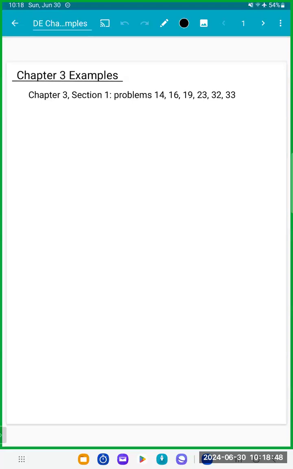All right, for this lesson, it's going to be much shorter than the previous ones because we're only looking at one section out of chapter 3 this week. So the workload should be a little bit lighter as you start preparing for exam 1 next week.